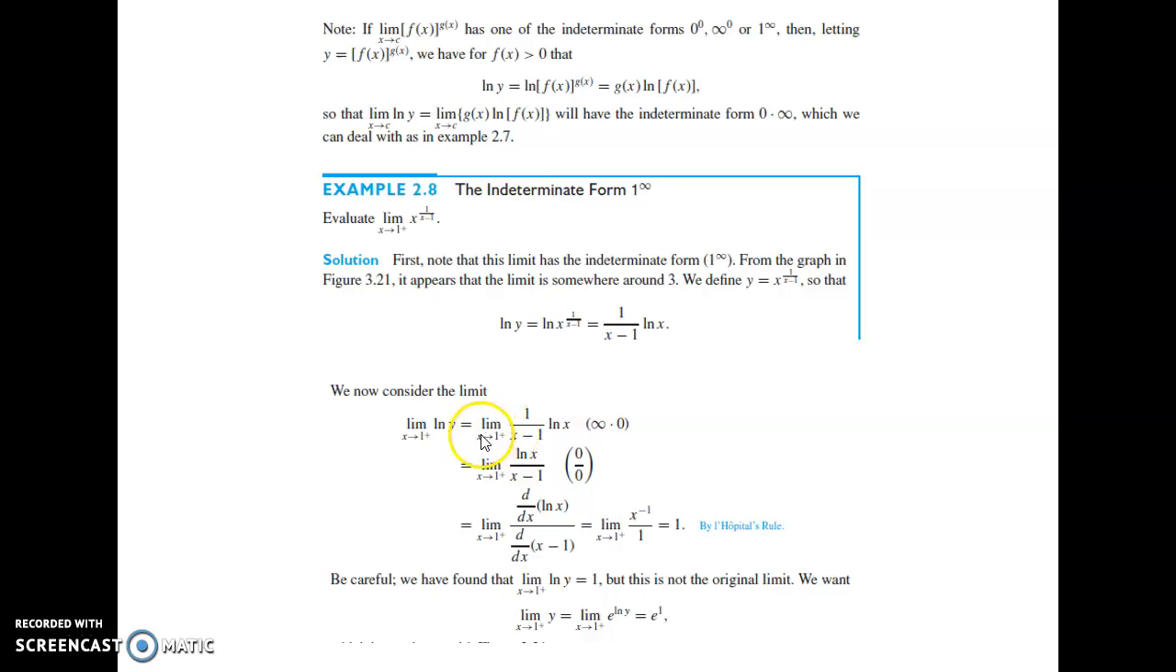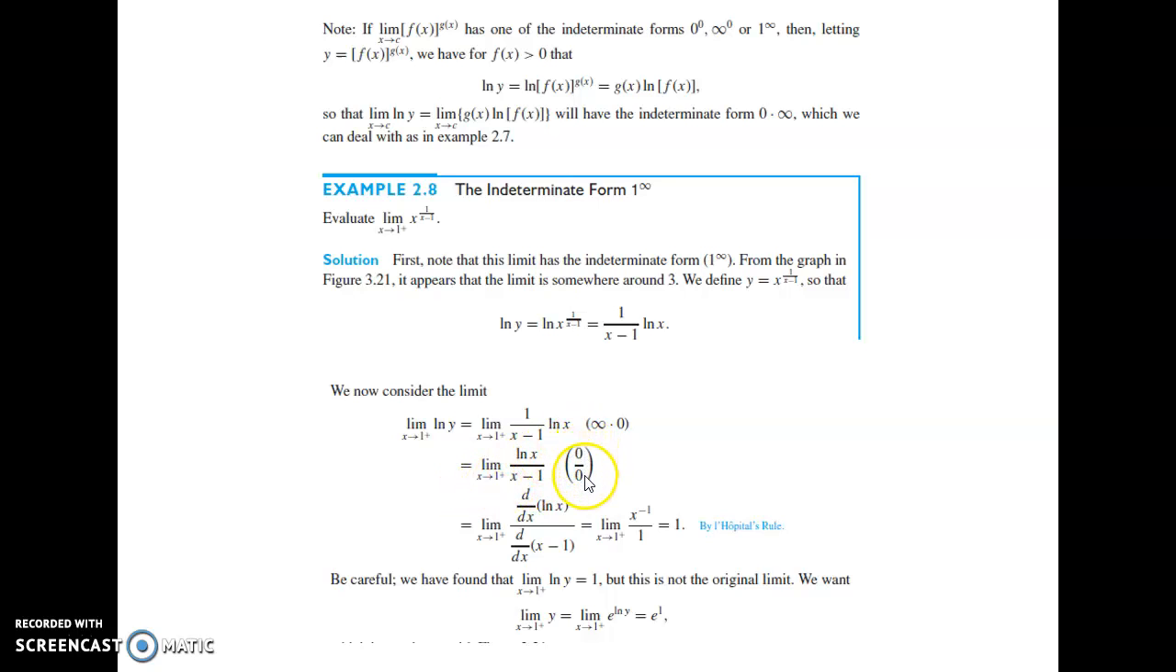So now you see, you put x is equal to 1. So 1 upon x minus 1 is infinity, ln 1 is 0. So it is infinity into 0. So I cannot use the L'Hopital's rule. But I can multiply ln x into 1. So it will become this. Now you put x is equal to 1.